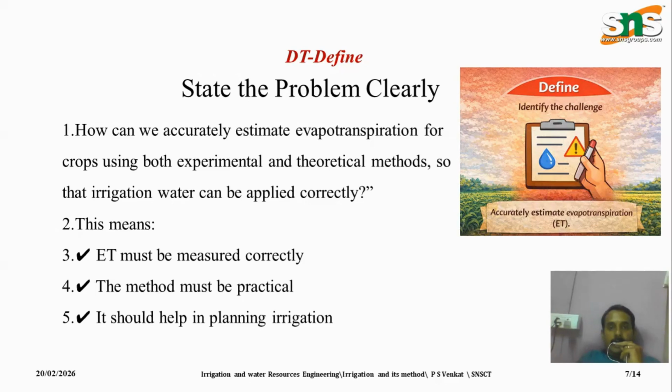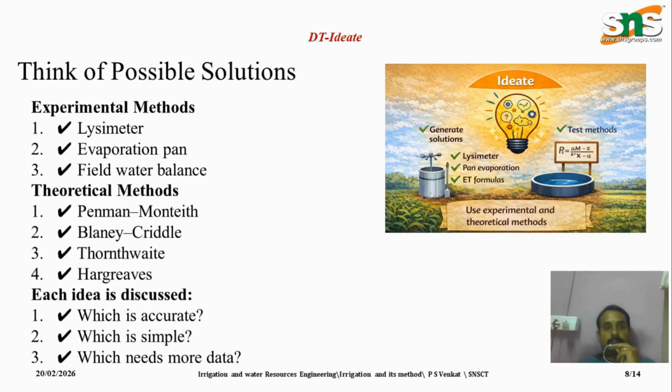The next stage of design thinking is define. In this stage, we accurately estimate the evapotranspiration for different crops using both experimental and theoretical methods. With this, we can estimate evapotranspiration very accurately and practically, which helps in planning various irrigation methods in future.